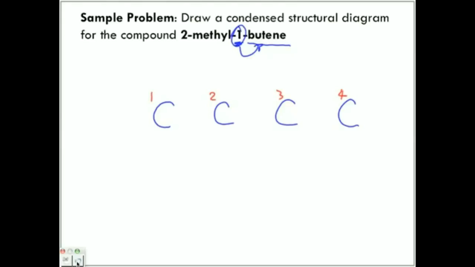So, we put a double bond after the first carbon, followed by a single bond in each succeeding carbon. Next thing is, there is a substituent methyl attached to the second carbon, so we put CH3 on the second carbon. In adding hydrogen, be careful that each carbon only has 4 bonds. Count your bonds very carefully.